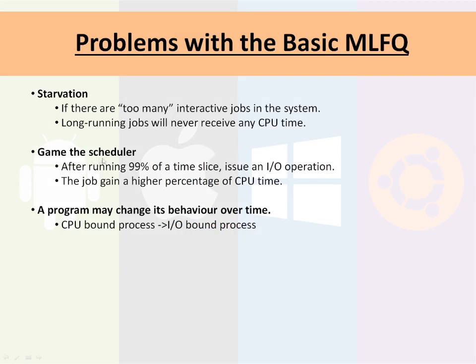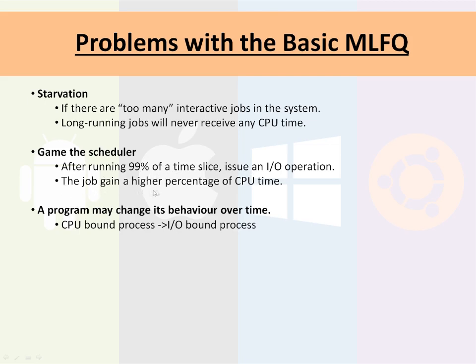The next is gaming the scheduler. Well, if I know that MLFQ is a system that's implemented, what I can do is after running 99% of the time slice, I issue an input-output operation. It doesn't even have to do anything. Just because I issued it, I will then stay in the same priority. All the while I utilize 99% of that time slice. So you can actually create processes, people can design processes that do this, or users can create processes that do this, simply so that they can be processed more frequently in the CPU.